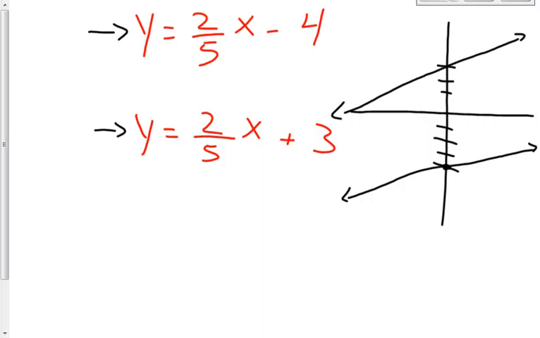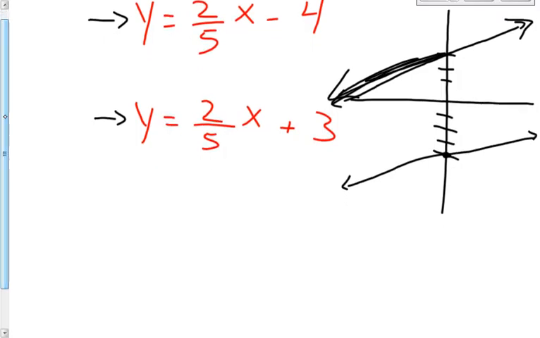So these two lines, if I would have drawn them straighter, they would be better. But these two lines will never, ever intersect. They will go on for infinity, and they won't get any closer to each other, nor will they get any further away from each other, because they will stay that exact same distance away. They are parallel. So here's what would happen if you were to try to substitute or eliminate.